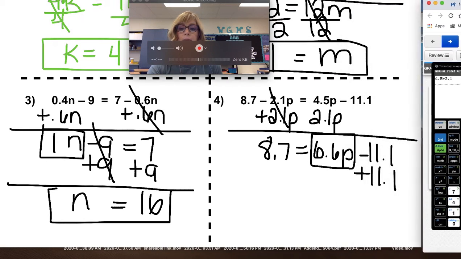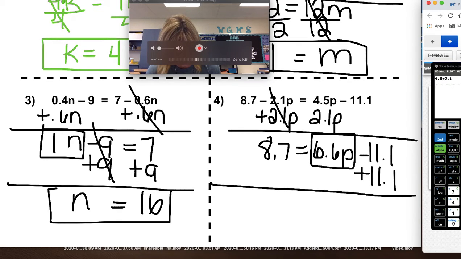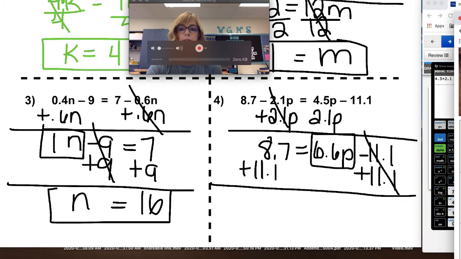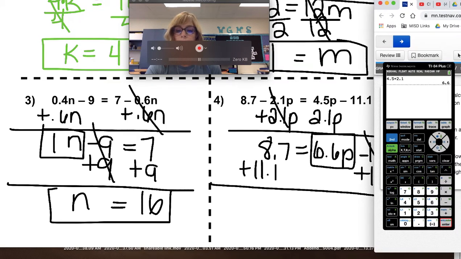You can't see what I'm doing. We're going to add 11.1 to both sides. So, whoops. Where's my calculator? All right. Come on. So, clear that. 8.7 plus 11.1 is 19.8.